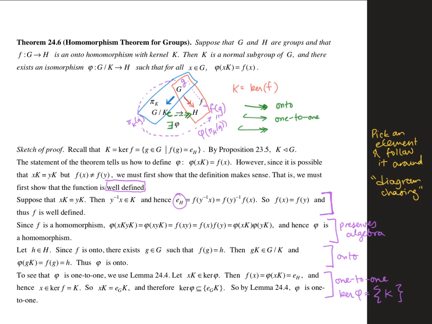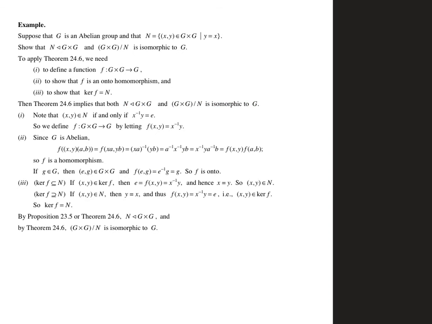So this is how we show that there exists this magical isomorphism phi that relates a group H to a quotient of a group G. And it's a pretty cool theorem. So this page of the notes gives you some advice about using the homomorphism theorem for groups.